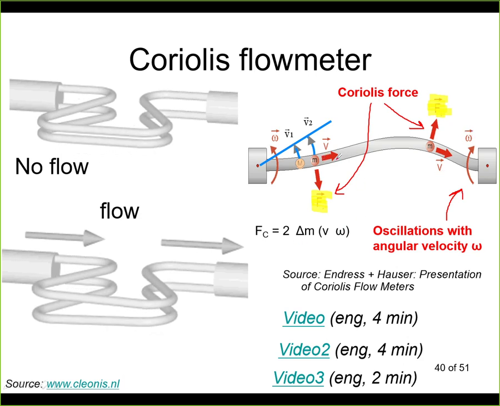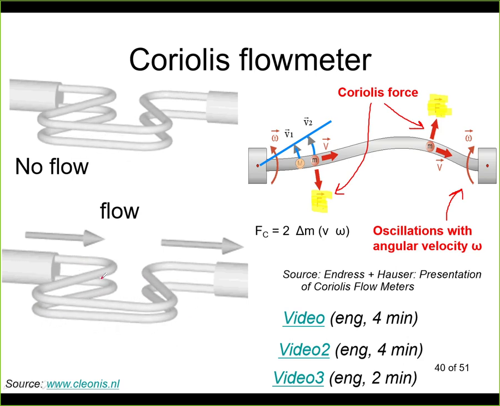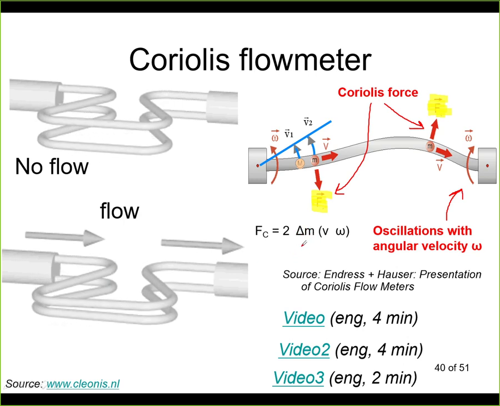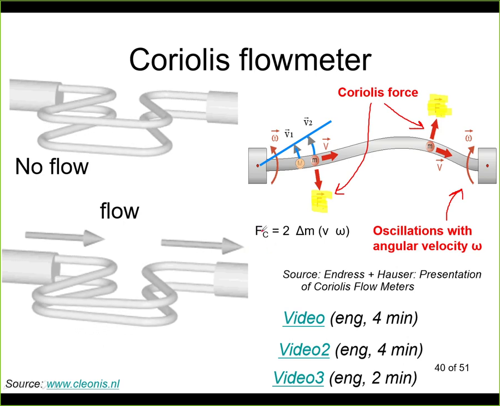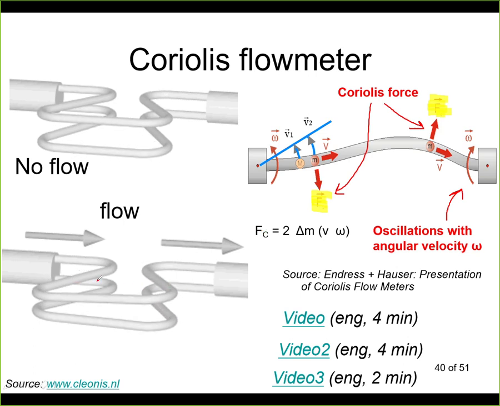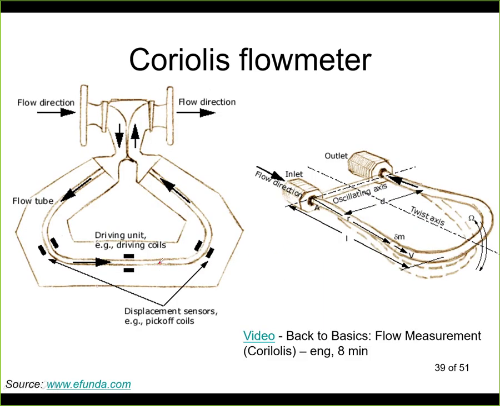Now we can measure the effects of this force. This is this motion that we can see on this animation, and we can actually use this to calculate the mass flow. So if we measure this force by simply measuring the position difference between the left and right sections here, we can calculate what is the mass flow. So the way it works is that here this driving coil makes the pipe move, and here with those displacement sensors or pickup coils we measure what is the actual position.